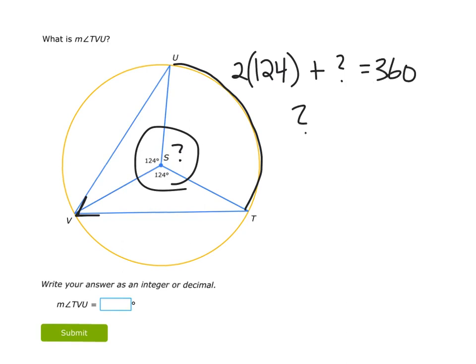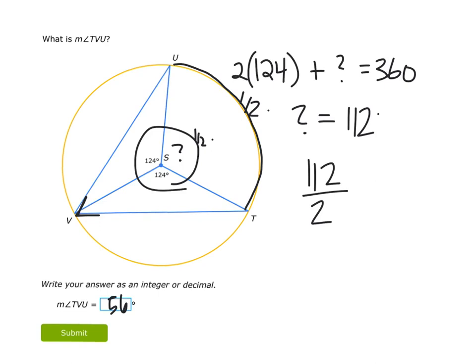So I solve it to find out what the missing piece is, and I get 112. So 112 is this angle right here, which means the arc is the same thing, 112 degrees. Now that the intercepted arc is 112 degrees, to find the inscribed angle, I cut it in half. I do 112 divided by 2, and that gives me 56. So the measure of angle TVU is 56 degrees.